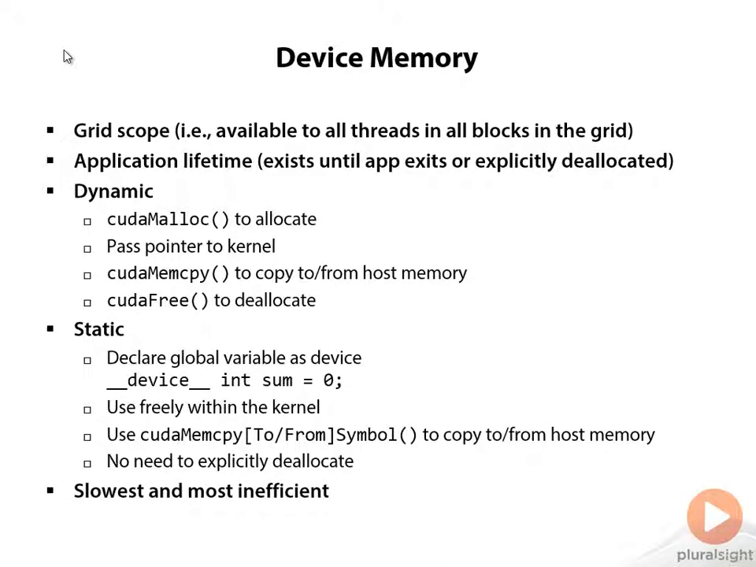Now, unfortunately, this type of memory is the slowest and the most inefficient. So it's very useful to be able to have a kind of memory where each thread in each thread block can access arbitrarily read-write, but it's slow, and that's the reason why other types of memory exist to speed up computation.